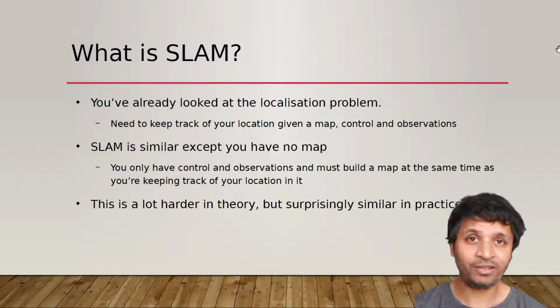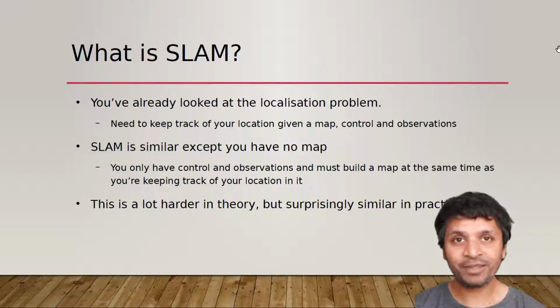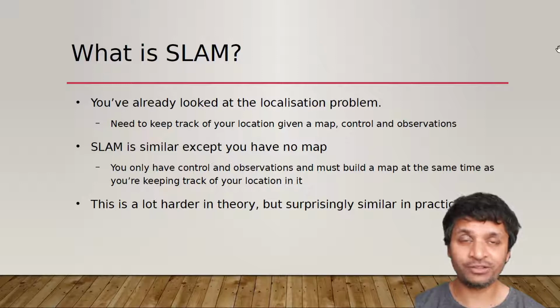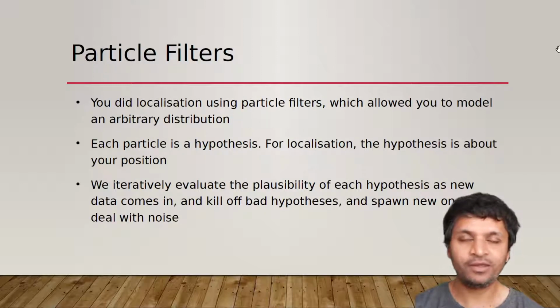Simultaneous localization and mapping has localization in there, right? So if you know how to do localization, you're halfway there. The difference with SLAM is that you don't have a map. So what you've got now is the control and the observations, and what you're trying to do is both create a map and localize yourself in that map. Now, in principle, that sounds pretty hard, right? It sounds a lot harder than localization, because with localization, you had a map, so you just had to try and correlate to that map. So in theory, this sounds a lot harder. But in practice, it's actually really similar to localization. It's not such a huge difference between the two.